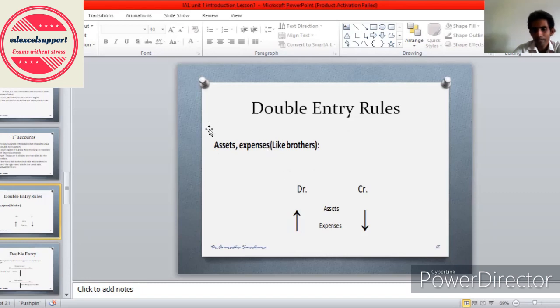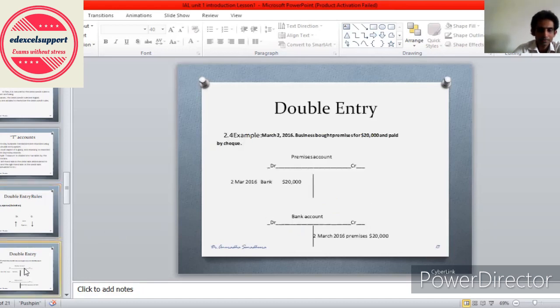Assets and expenses, they are brothers, so we don't need to do them individually, since they have the same features. So assets and expenses, when they increase, they will be debited, and when they decrease, they will be credited. I believe you understood that rule. Therefore, we are moving to the next slide. See this example. March 2nd, 2016, the business bought premises for 20,000 and paid by check.